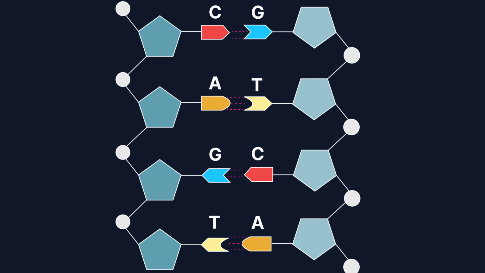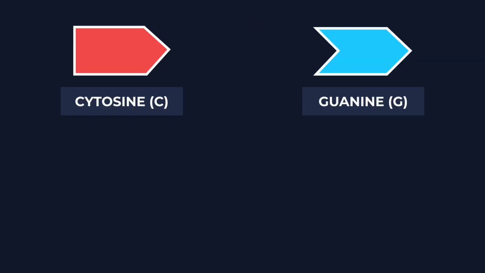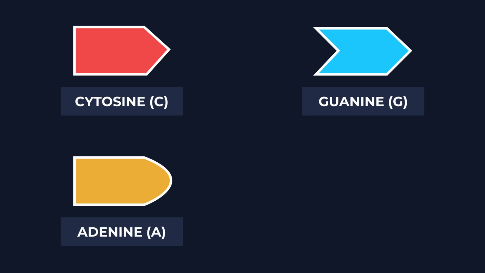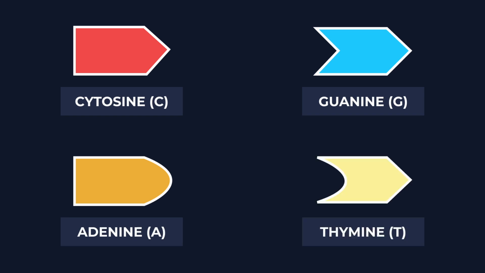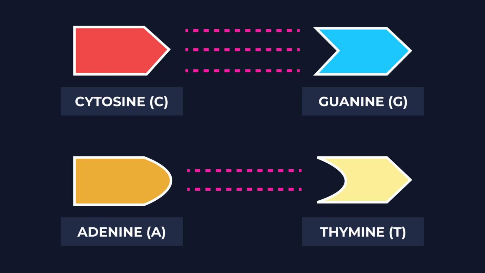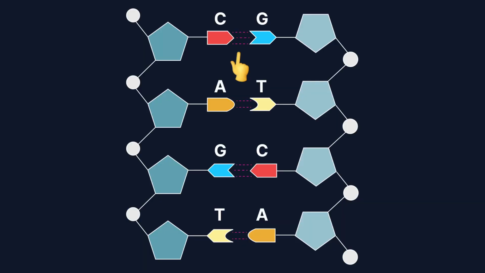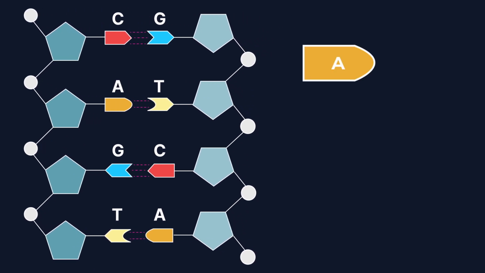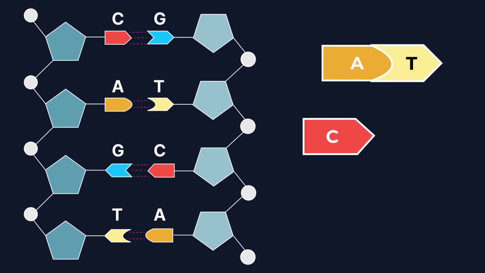For the sake of simplicity, again, we're taking red as cytosine, blue as guanine, orange as adenine, and yellow as thymine. Cytosine always forms bonds with guanine, and adenine always forms bonds with thymine. Adenine does not form a bond with guanine or cytosine, and guanine doesn't form a bond with thymine. So always cytosine and guanine form bonds, and adenine and thymine form bonds. It could be a cytosine guanine bond or a guanine cytosine bond. It could be an adenine thymine bond or a thymine adenine bond. In any case, adenine always forms bonds with thymine, and cytosine always forms bonds with guanine.